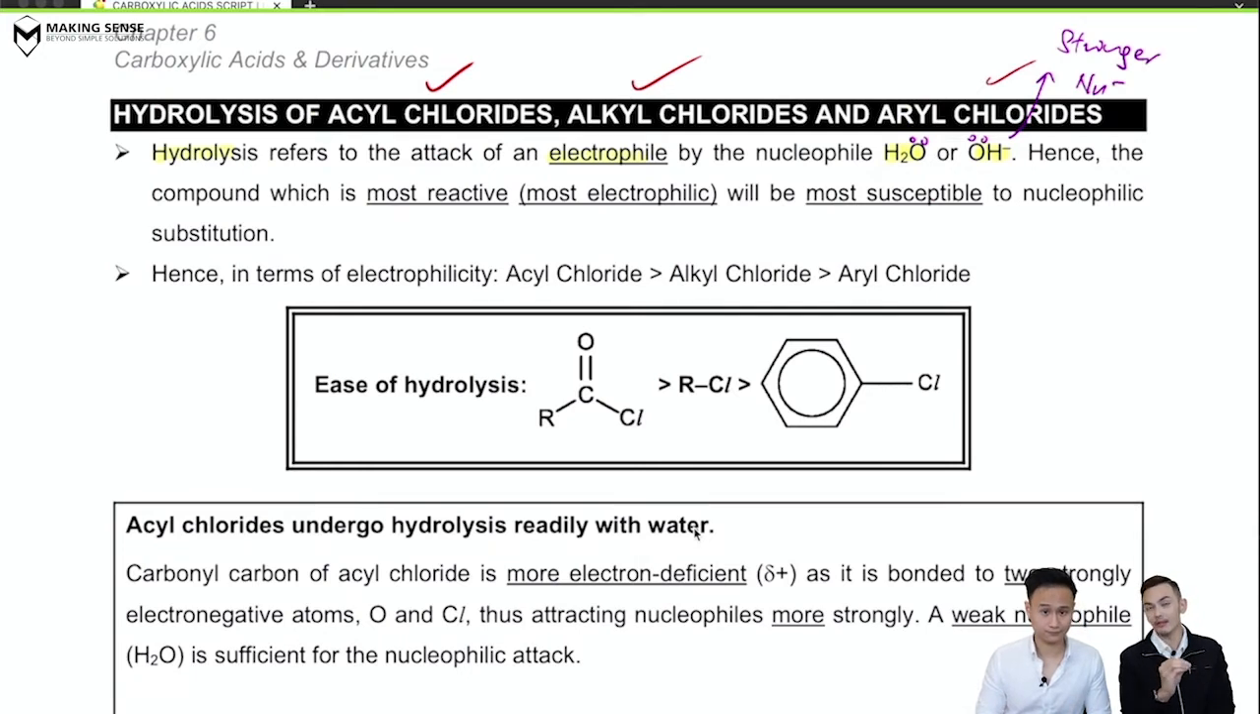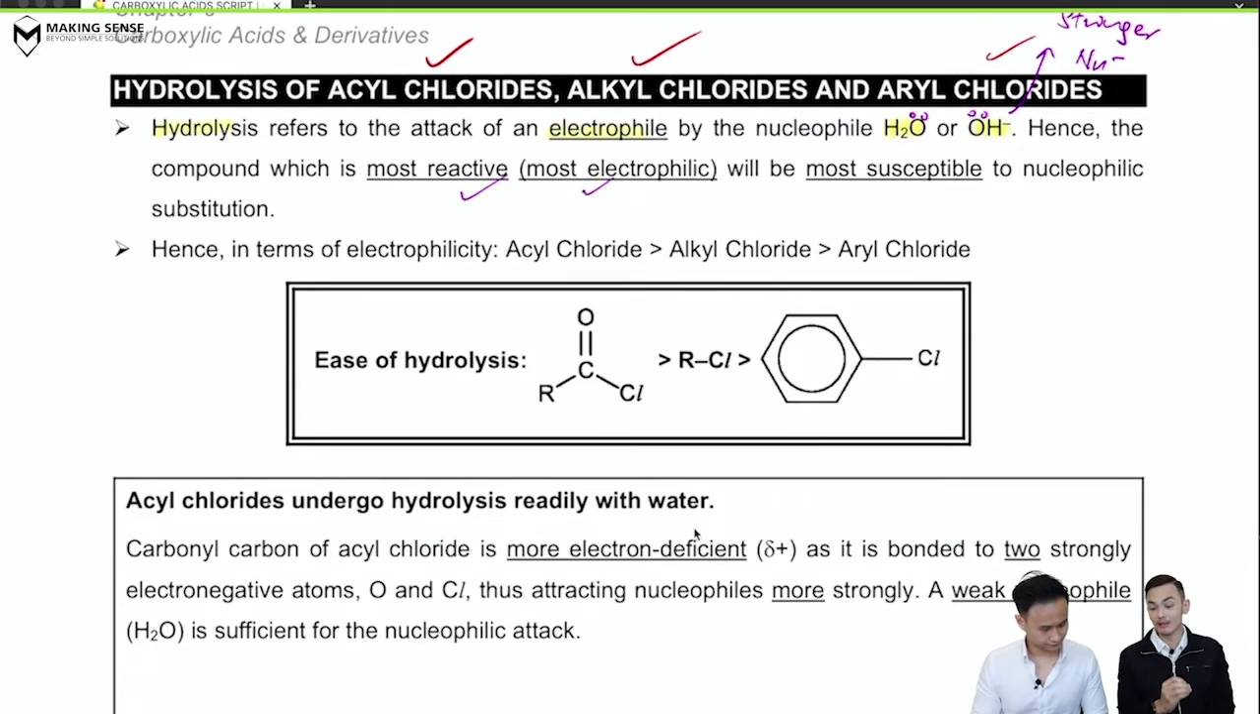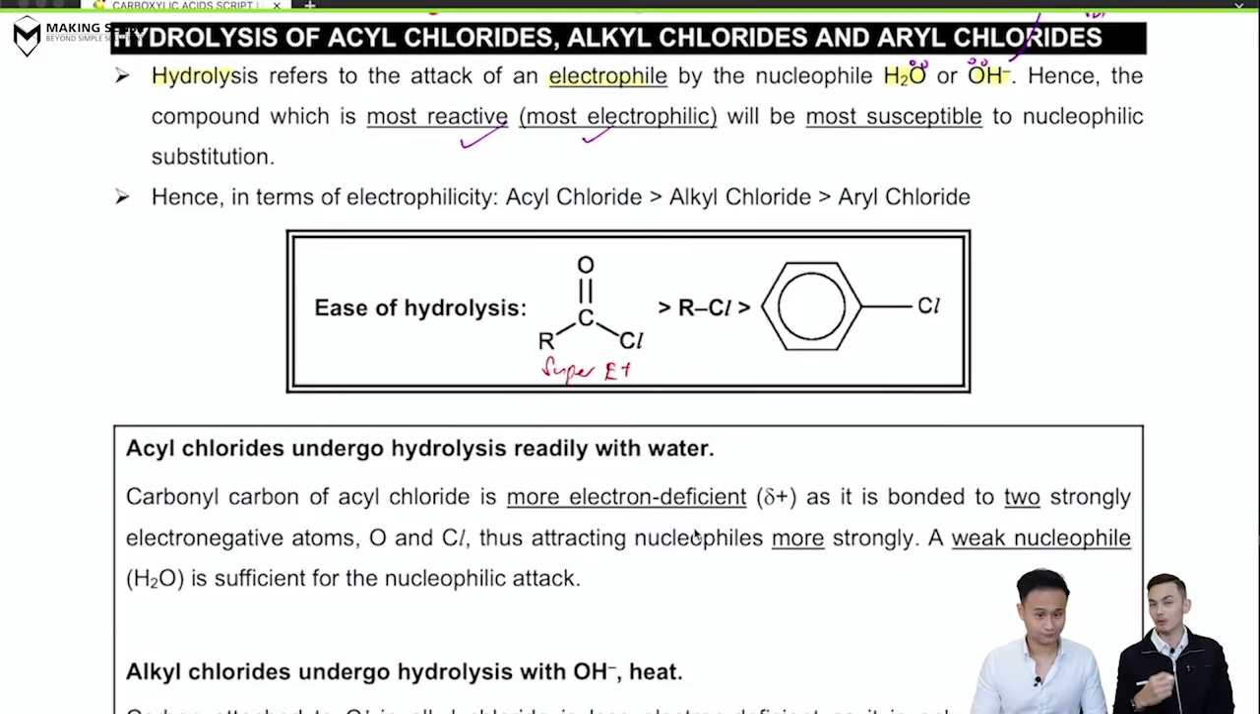All right, so if you're going to do a hydrolysis with either a weak nucleophile or a strong nucleophile, it means the compound which is the most reactive, the most electrophilic, will be the easiest to do nucleophilic substitution. So let's break down the sequence of reactivity. When we look at acyl chloride, which we term a super electrophile, it means that they are the most reactive.